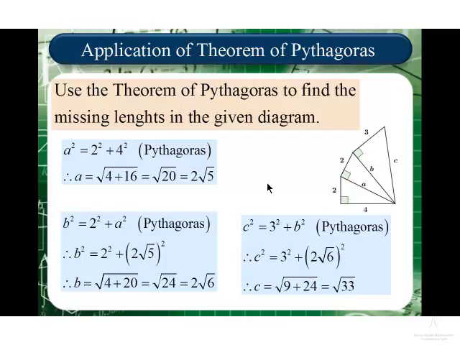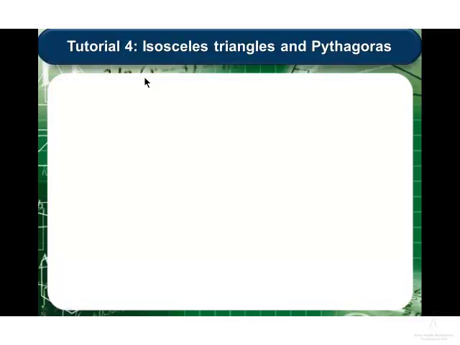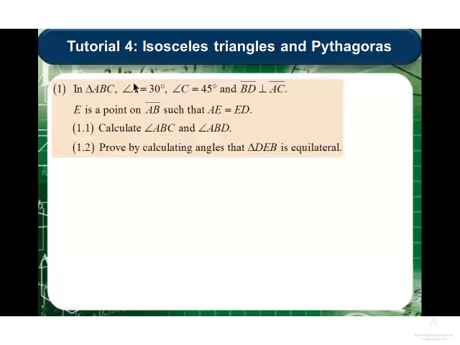I think you're ready now to tackle a tutorial on isosceles triangles and the theorem of Pythagoras. So in tutorial 4 we will have 3 problems. This is problem number 1. Given a triangle ABC with angle A 30 degrees and angle C 45 degrees, as well as the line segment BD being perpendicular to the line segment AC, or the side of the triangle, we consider E as a point on the line segment AB, or the side AB, such that the distance AE is equal to the distance ED. Let's have a look.